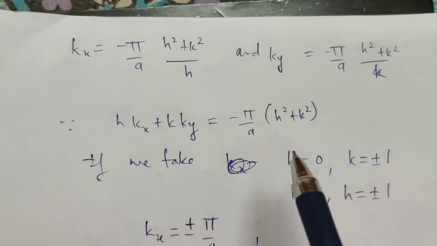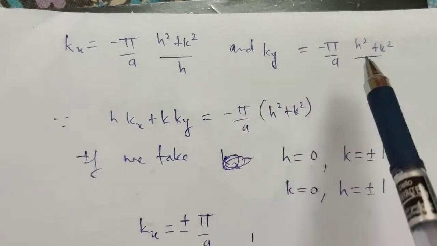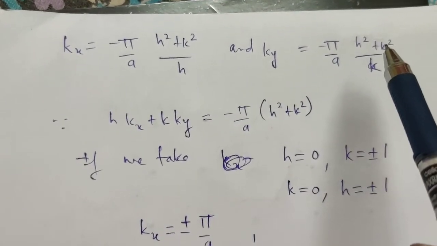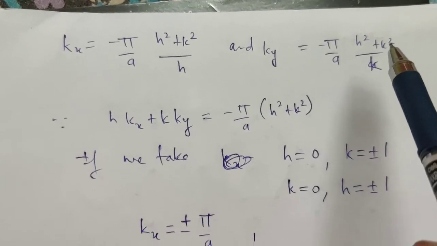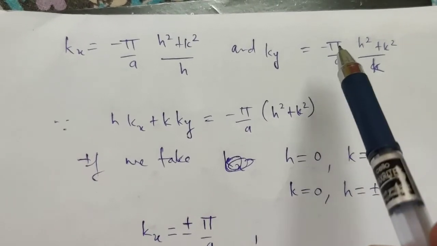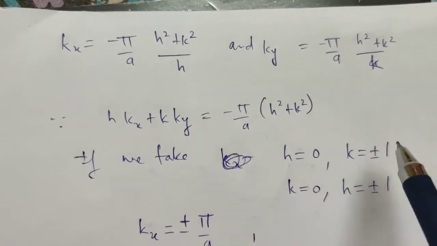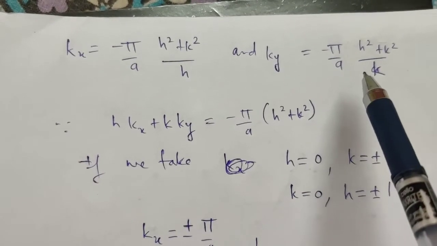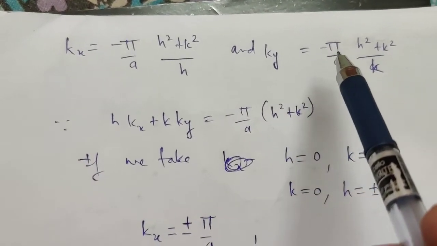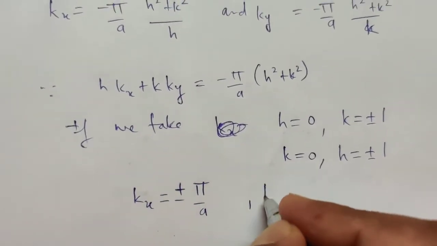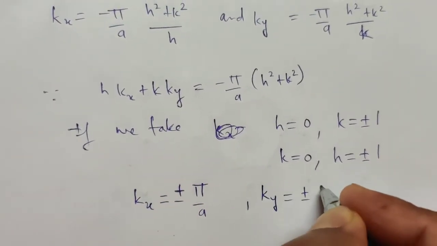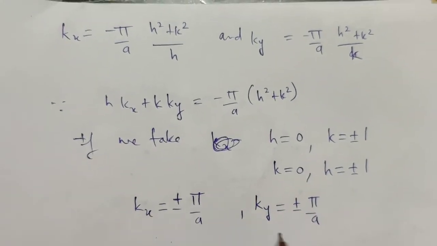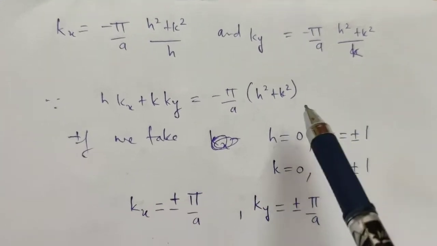Similarly, if you take h equal to 0 and k equal to plus 1, this will be minus pi by a, and if you take k equal to minus 1, this will be plus pi by a. Therefore ky will be plus minus pi by a. So these are the values of kx and ky by using these conditions.